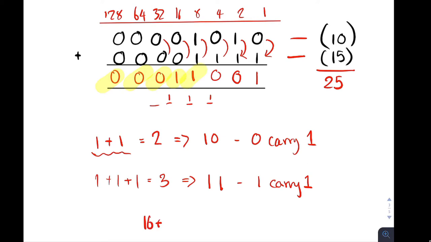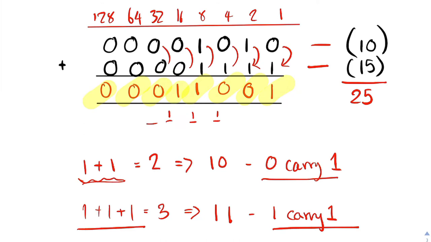We have an 8, so 16 plus an 8. We have no 4s, no 2s, and we do have a 1, plus 1. Well, 16 plus 8 is 24, plus 1 is 25. So we have indeed got the right answer.